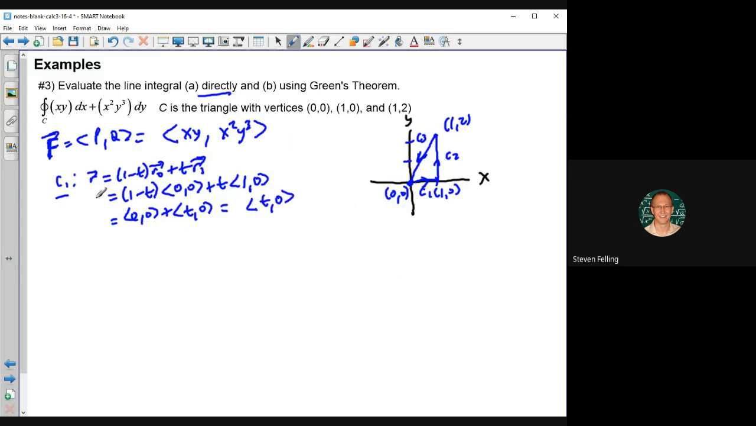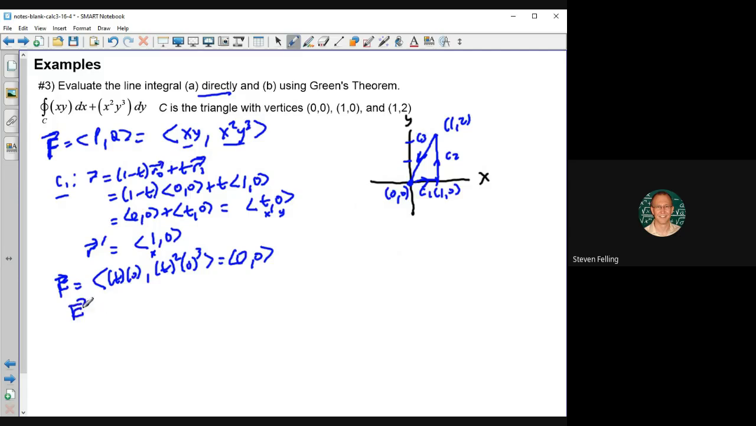Okay, and that means that the derivative of that would be, the derivative of t is 1 and the derivative of 0 is 0. Plugging that into the vector field, I'll replace x's with t and y's with 0. So this x becomes t, and this y becomes 0, and this x becomes t, and this y becomes 0. So it looks like I have 0, 0 as my force vector parameterized with the position vector.